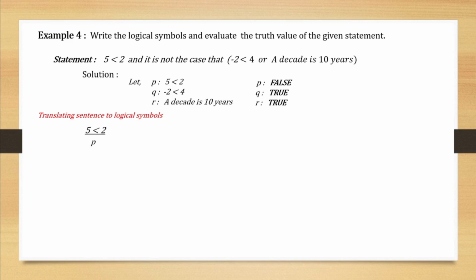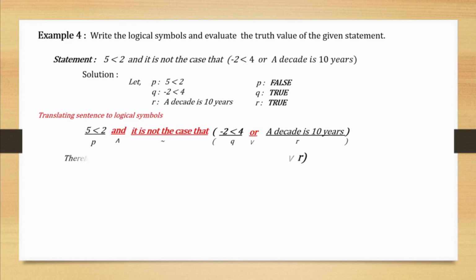So how are we going to translate the given statement? We have to dissect the statement and replace it by its corresponding symbol or proposition. 5 less than 2 will be replaced by proposition P, and the word and will be replaced by the caret symbol, and the statement it is not the case that will be replaced by the tilde or the negation symbol, and negative 2 is less than 4 will be replaced by the proposition Q, and the word or will be replaced by the inverse caret symbol, and the statement a decade is 10 years will be replaced by proposition R. Therefore, the logical symbol of the statement is P and negation of the quantity Q or R.